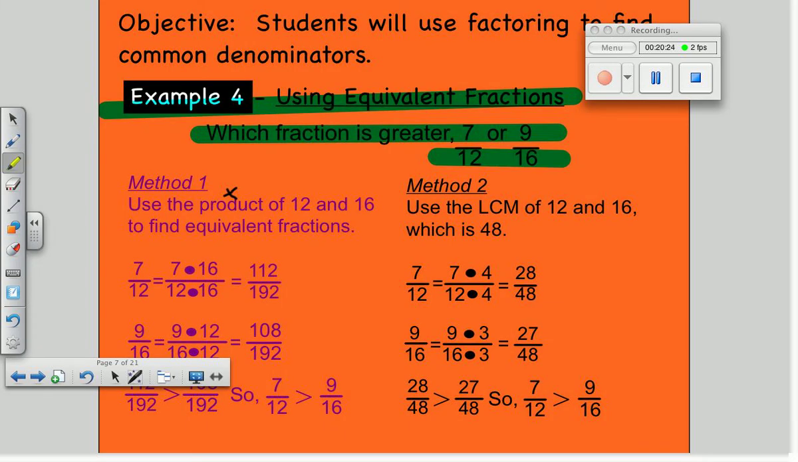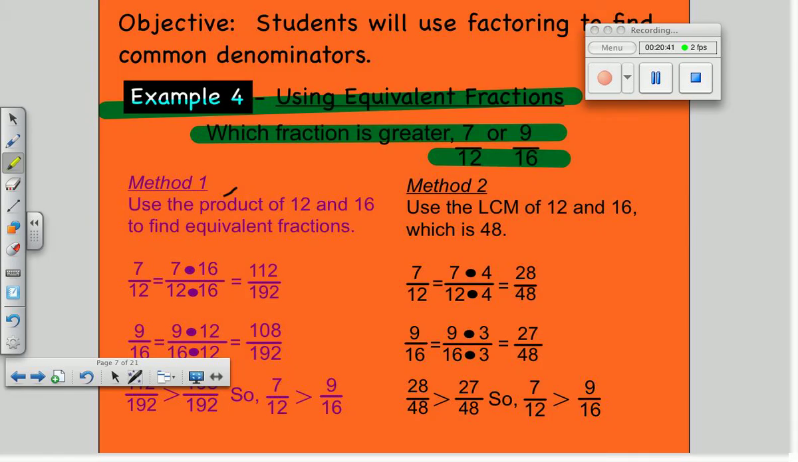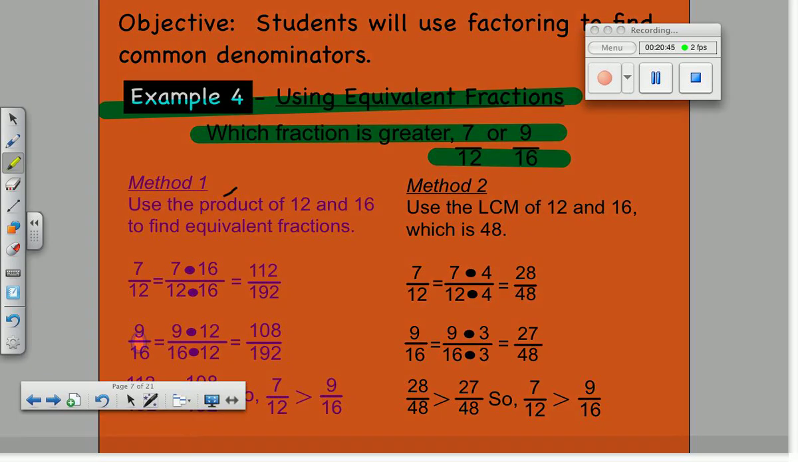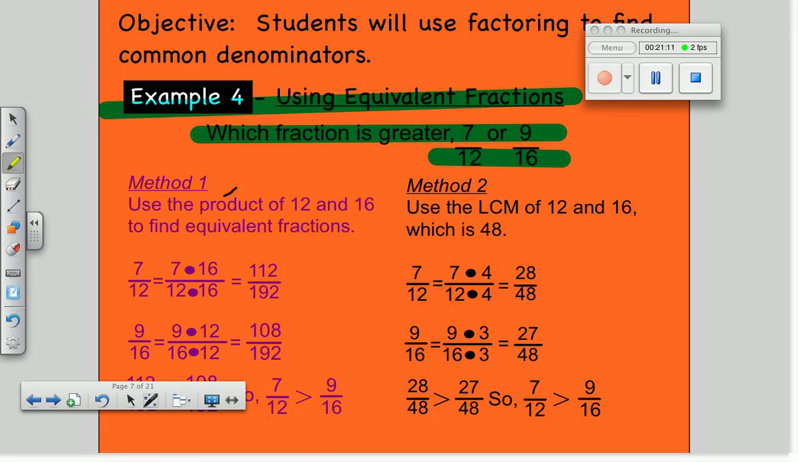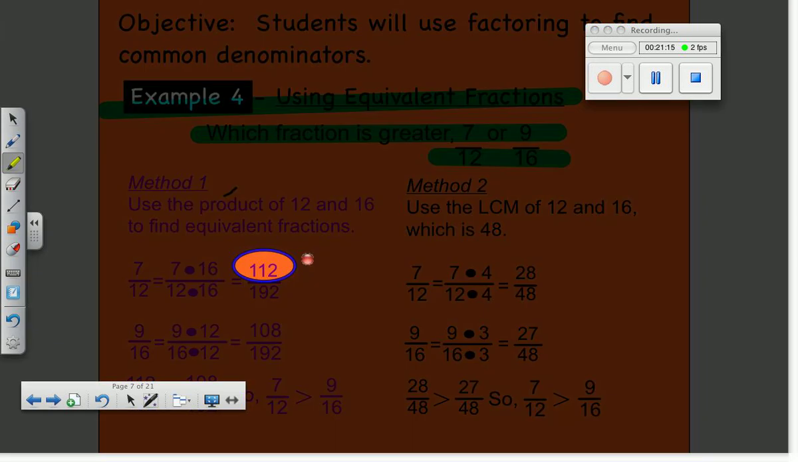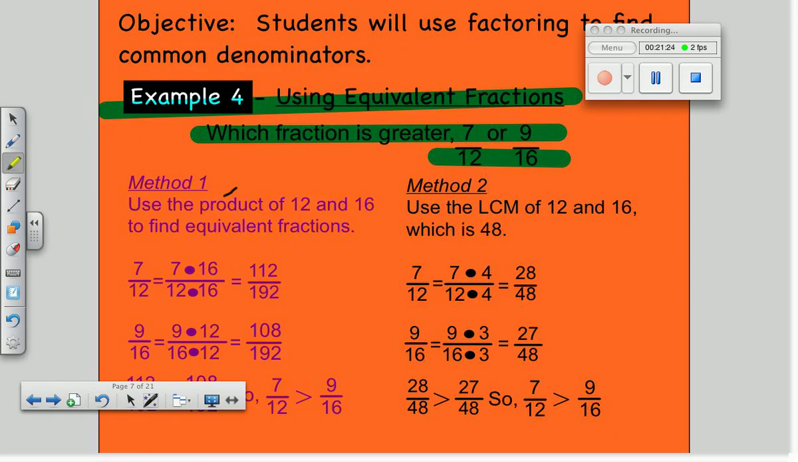Since I multiplied 12 times 16 here, I also have to multiply the numerator by the same number, 7 times 16. So 7 times 16 is 112. And on the other fraction, 9/16, I also had to multiply the denominator 16 times 12. If you multiply 12 times 16 on the denominator, then you have to multiply the numerator, 12 times 9. You have to multiply them both by the same number, 12. 9 times 12 is 108. So now what's greater, 112 up here or 108 here? 112 is greater. So 7/12 is greater than 9/16.